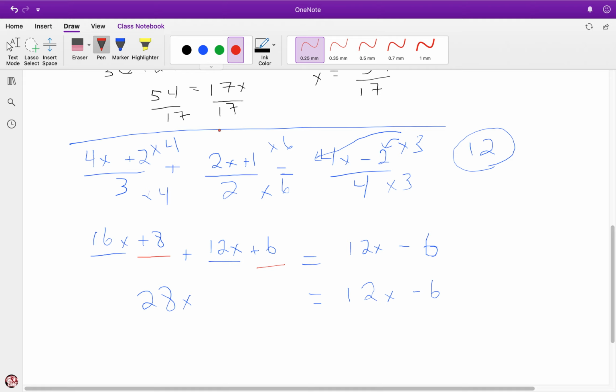I'll put this in red so it kind of makes sense. This here is going to be 14. Now, here's my largest x, so I'm going to bring this over here. Then I'm going to bring that 14 this side. Now we're doing inverse operations, so it's going to be the exact opposite operation. So 28x minus 12x equals negative 6 minus 14.